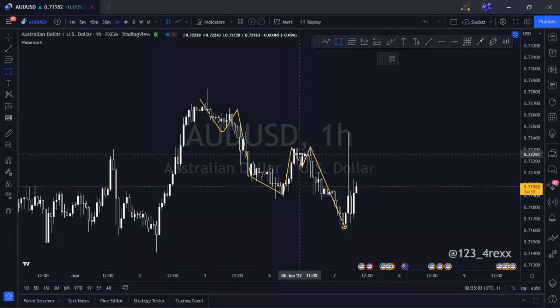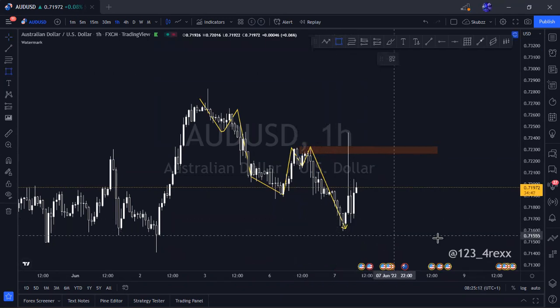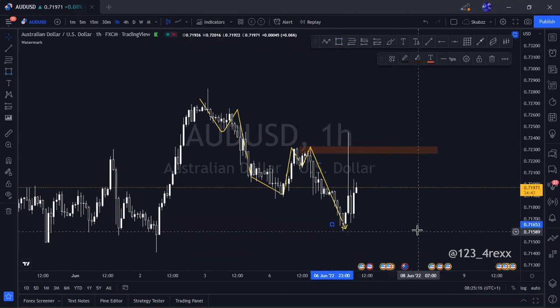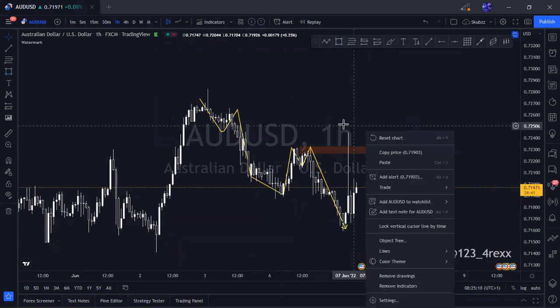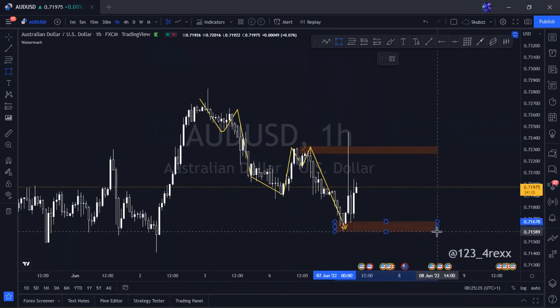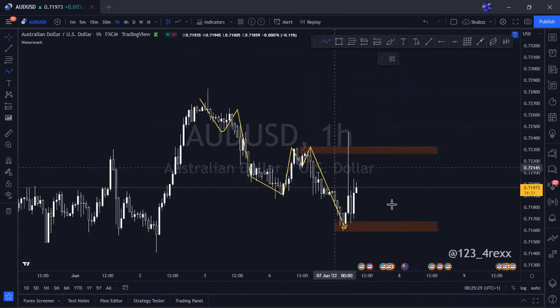I am not actually seeing any opportunities to take a sell, but then I would highlight this area and this low down here. So, well, what's happening to my charts? Yeah, this low down here. So basically, now, why am I highlighting this low and this high?